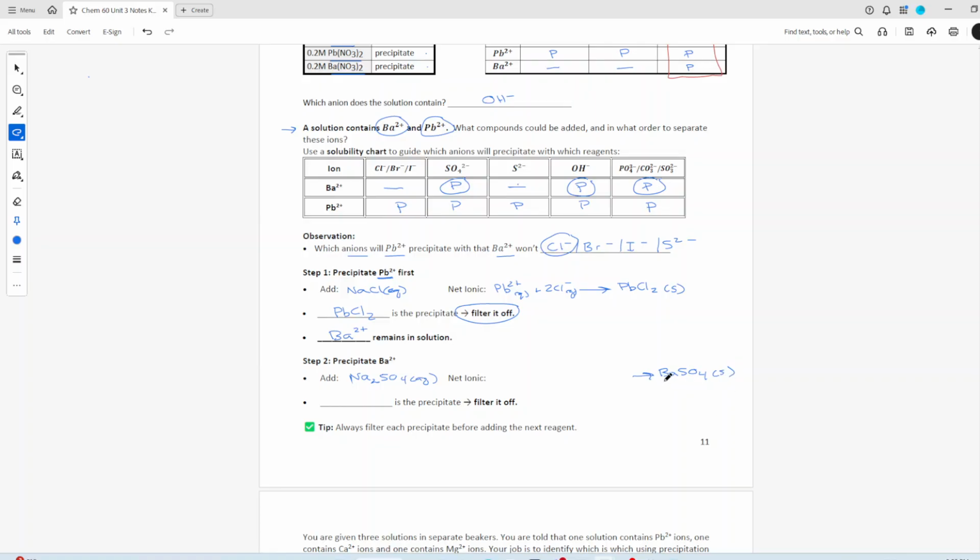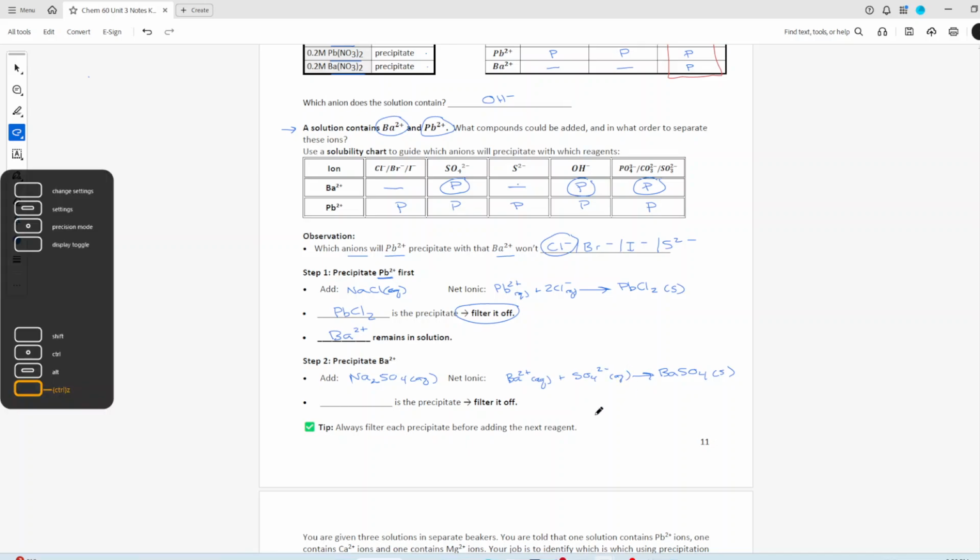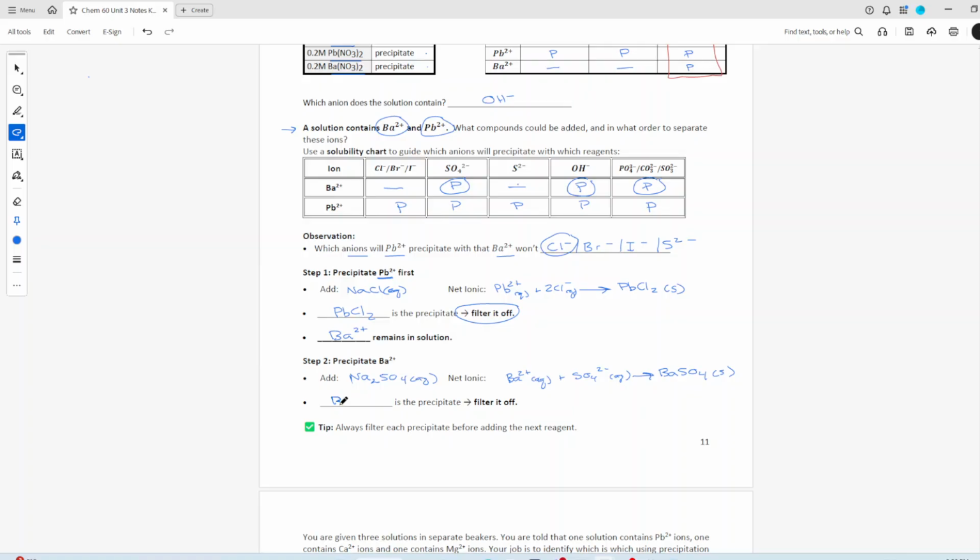Right? Barium's 2+, sulfate is 2-. So we're going to precipitate that off, and so we're going to have barium 2+ aqueous combining with the sulfate aqueous, so that the barium sulfate will be the precipitate, and we can then filter it off. So then we've separated out the ions.